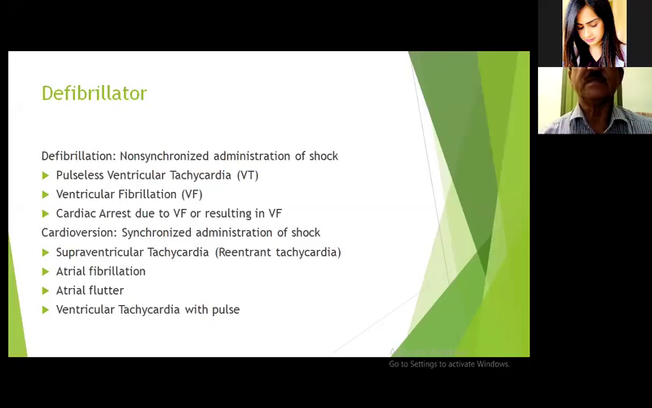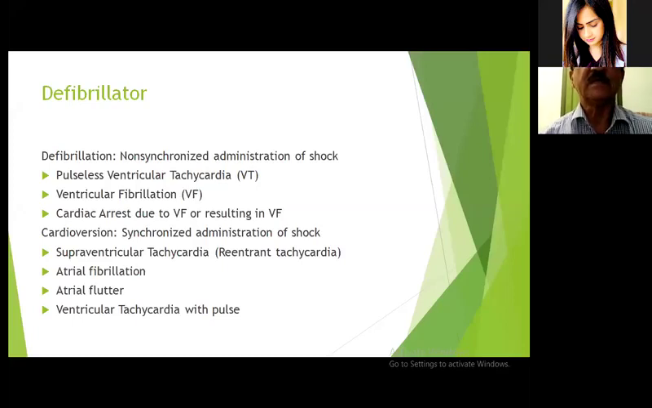In the synchronized mode, the shock will fall on top of the QRS complex. With the asynchronized mode, where there is no QRS complex, the shock will fall anywhere and can revert the cardiac activity. So the indications or uses are pulseless VT, ventricular fibrillation, and cardiac arrest due to VF or resulting in VF. These are the indications or uses of the defibrillator.